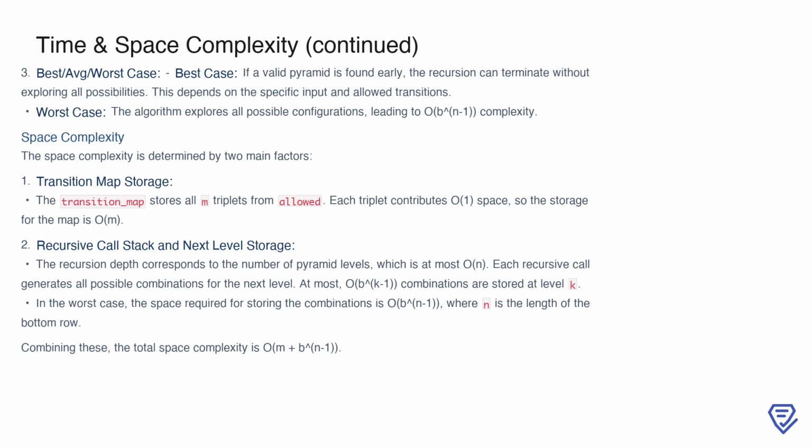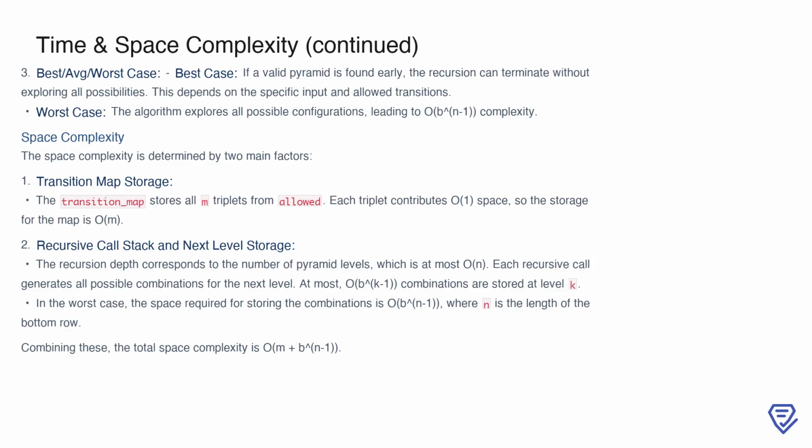Shifting our focus to space complexity, there are two main contributors: the storage for the transition map and the memory required for the recursive call stack and next-level combinations. The transition map stores all m triplets from the allowed list, with each triplet requiring O(1) space. Thus, the map takes O(m) space in total.